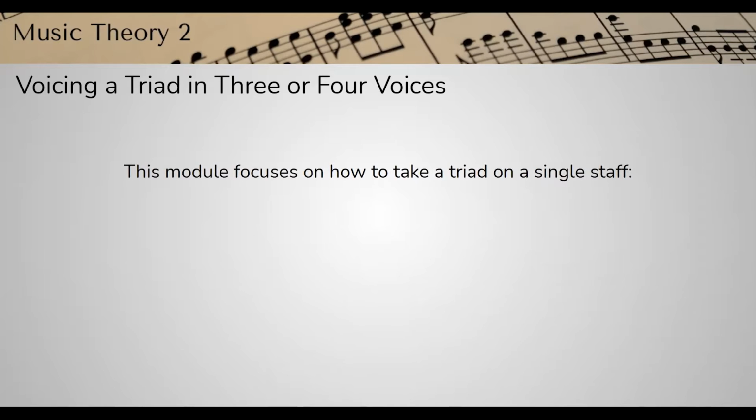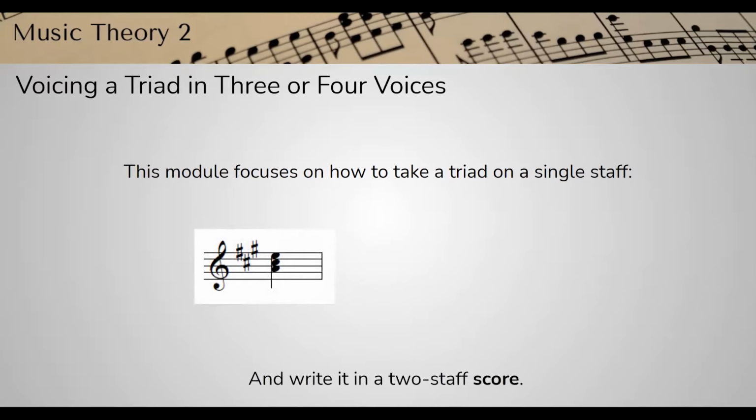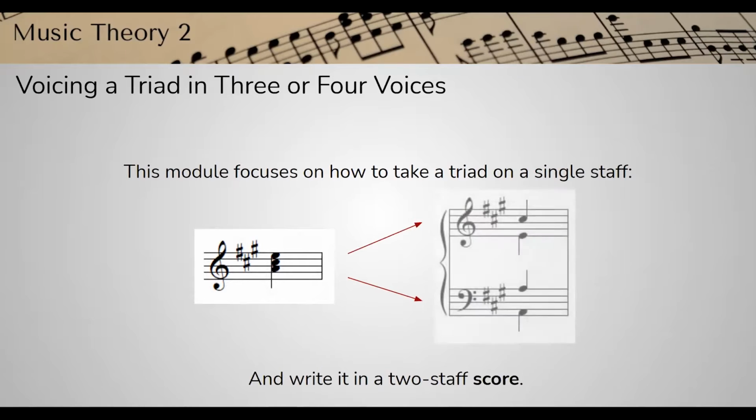So what we're really going to do is learn how to take a triad that's on a single staff that we're used to seeing, right? And we're going to expand it, write it out into a score. So something that could be performed by an ensemble. So we're going from a single staff, this A triad here, which sounds like this, right? And we're going to spread that across 2 staves in a score. Okay, so it creates a fuller sound.